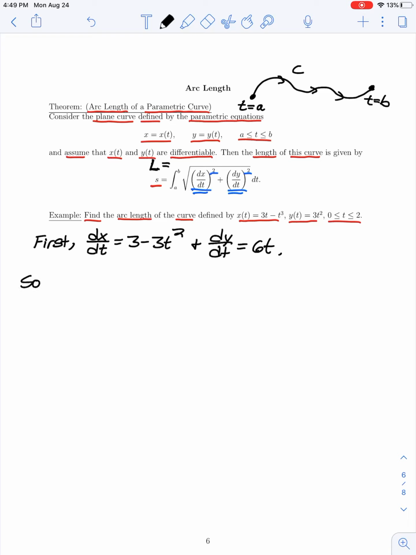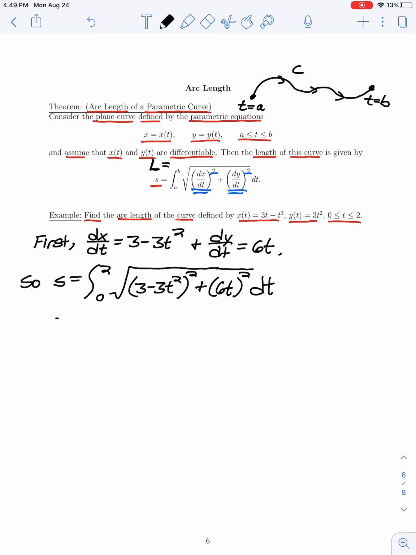So once we have these derivatives, we can substitute into our formula for arc length, which is s equals the integral from a to b. In this case, our t interval is from 0 to 2. And we're looking at the square root of the sum of the squares of these derivatives. So our first term was 3 minus 3t squared. We're squaring that. And then we are adding 6t quantity squared and integrating with respect to t.